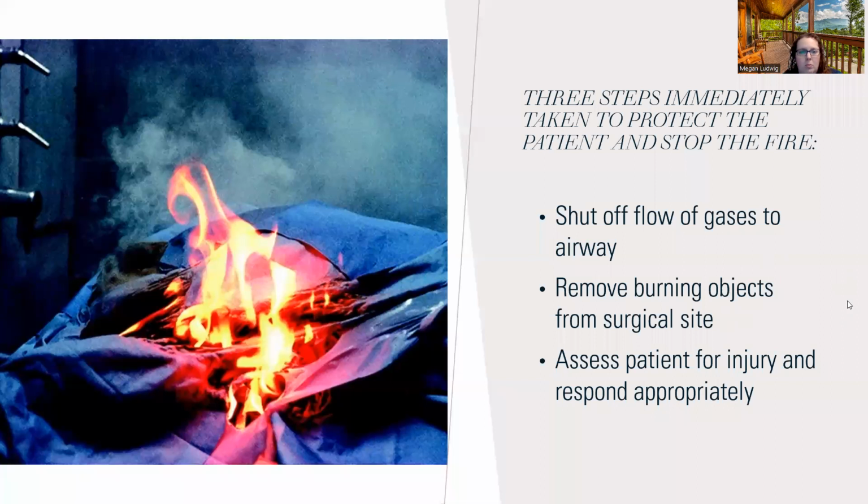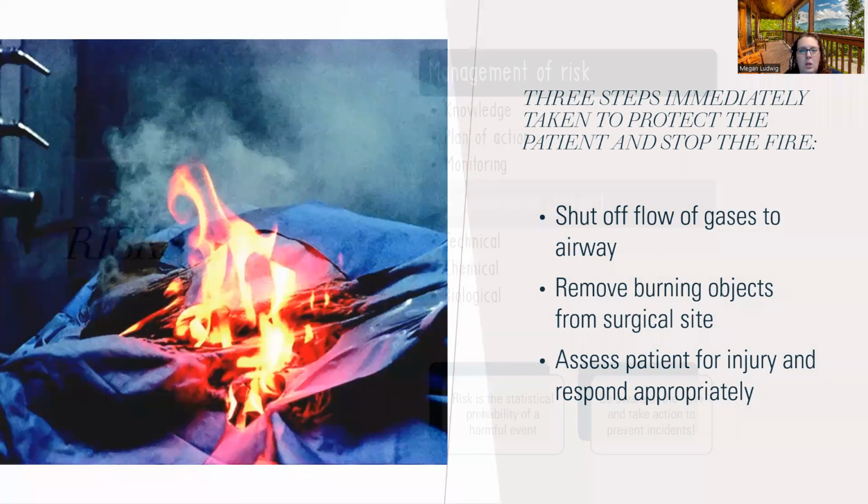So what do you do if there's a fire in the operating room? First, there are 3 things that you have to do immediately to protect the patient. This is assuming there's a patient in the room. If there's no patient, there are some other steps that we could take. First, you want to shut off the flow of gases to the airway, assuming the patient is intubated. That will make it worse. We'll talk about the fire triangle here in a bit. Then you want to remove any burning objects from the surgical site, get it off of that patient. And then you want to assess the patient for injury and respond appropriately.